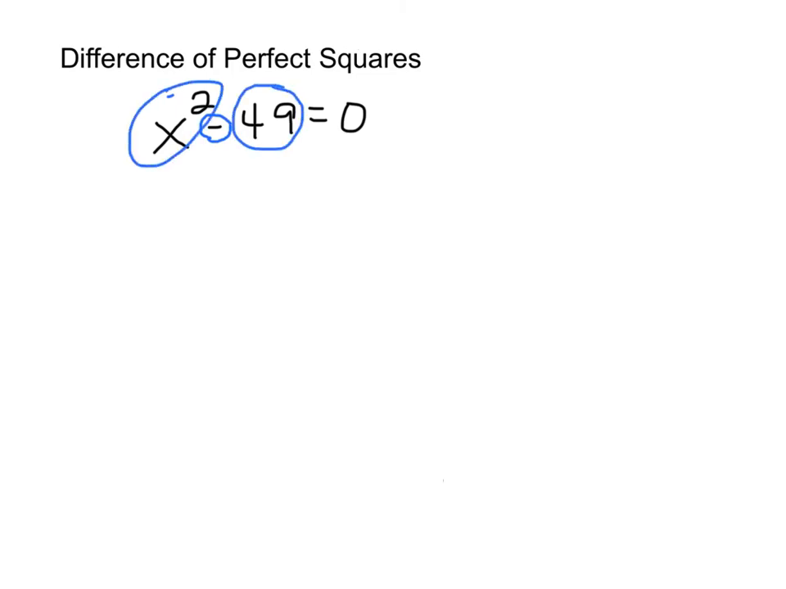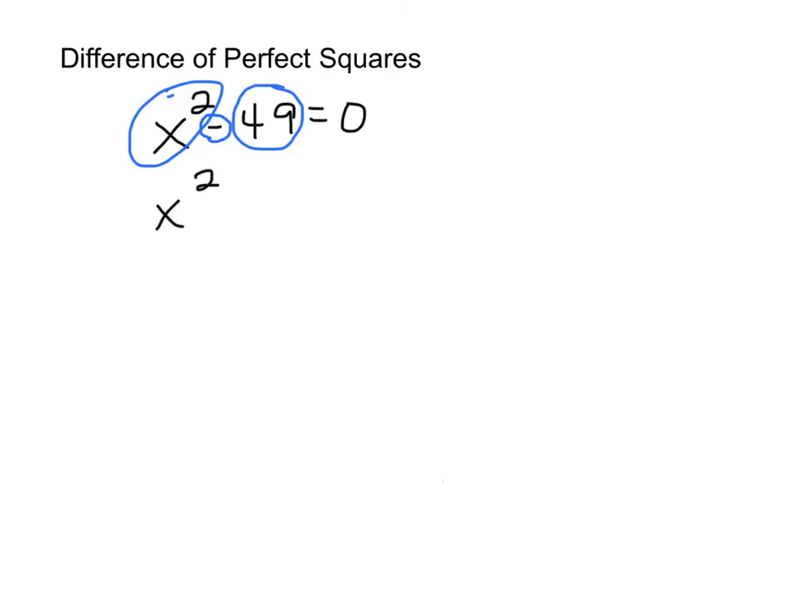There is another special type of quadratic equation known as a difference of perfect squares. And here's an example of that. X squared subtract 49 is equal to 0. This is a difference of perfect squares because, first of all, I have a difference. Subtraction means difference. And I also have squares. X squared is a perfect square, and so is 49 a perfect square. So it's known as a difference of perfect squares.